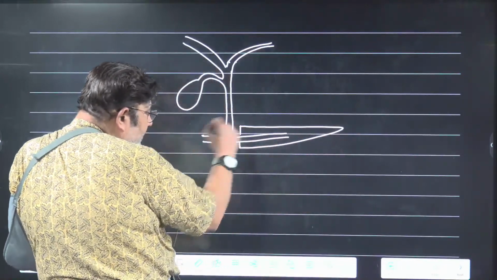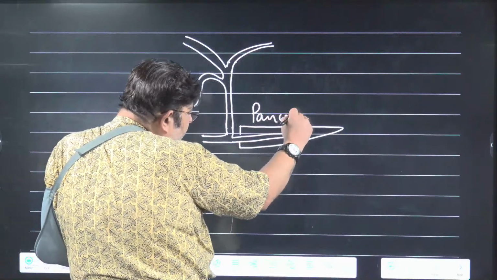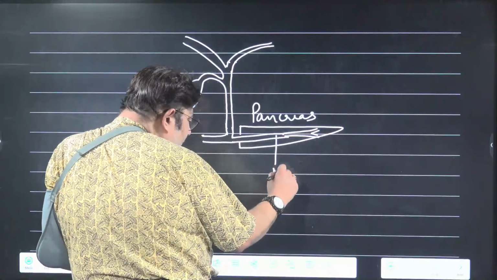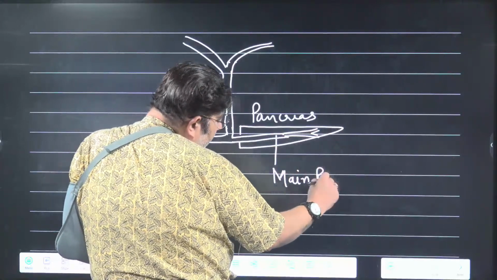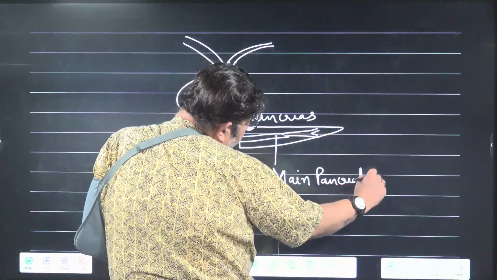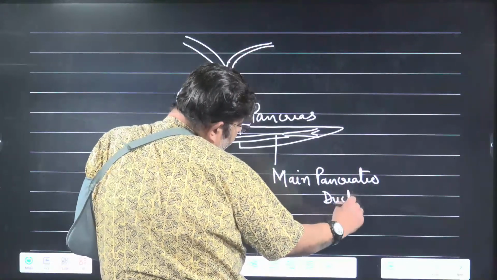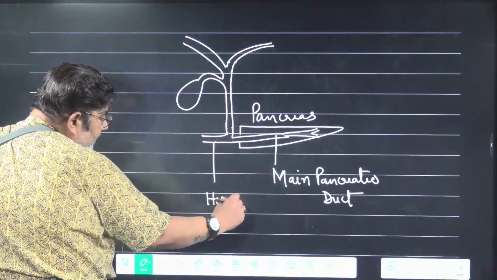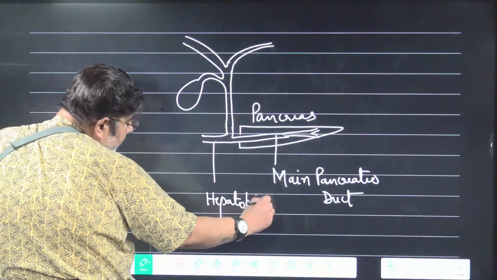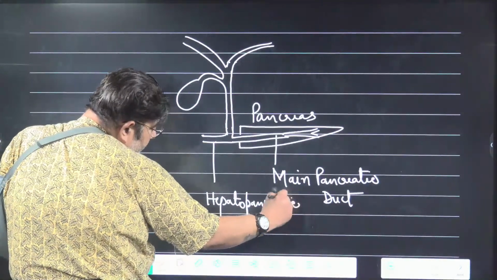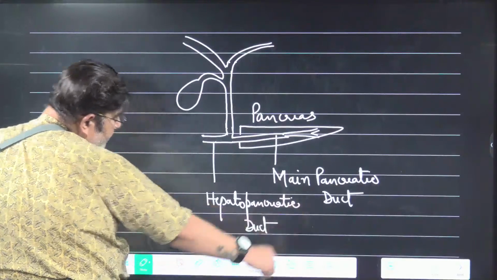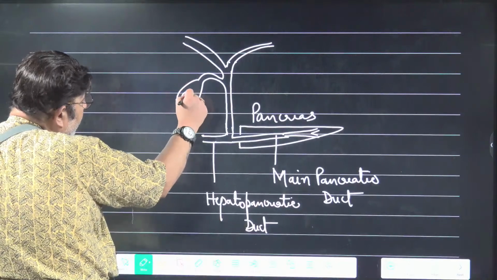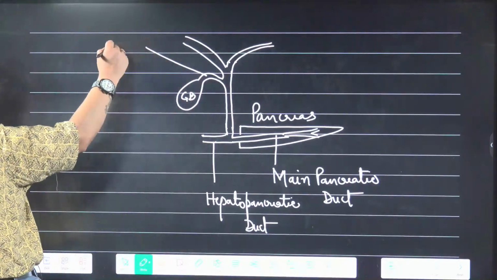I can show, this is pancreas, okay? And this is the main pancreatic duct. And now this is a combined duct called, please note down, hepatopancreatic duct. Understood, bachcho? Okay. This is the gallbladder, and this is a bladder duct, also called cystic.